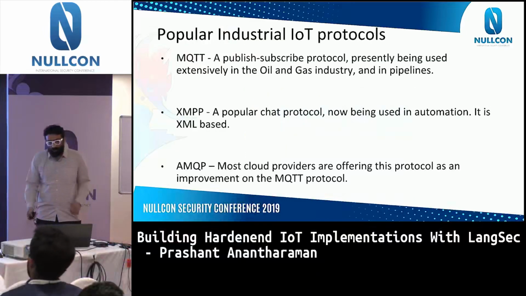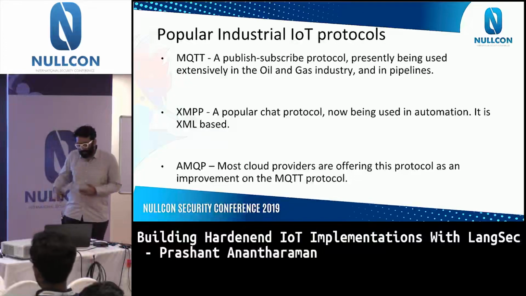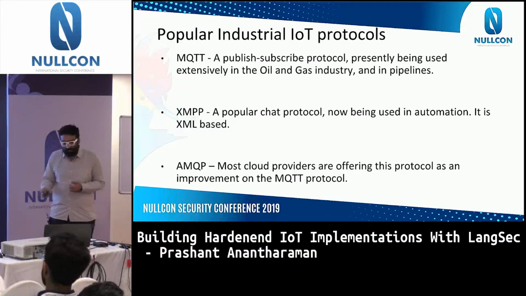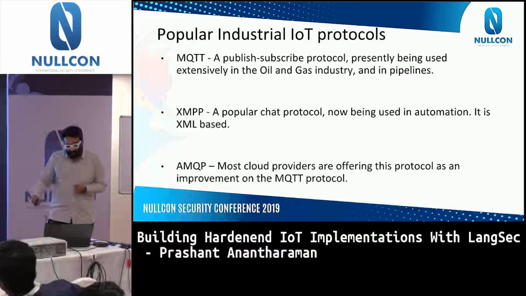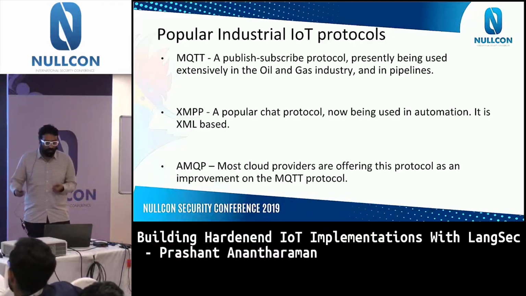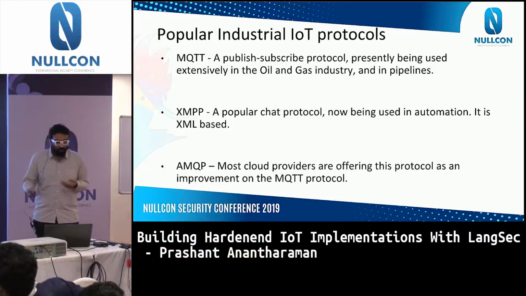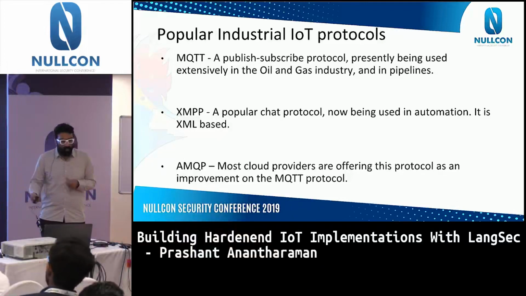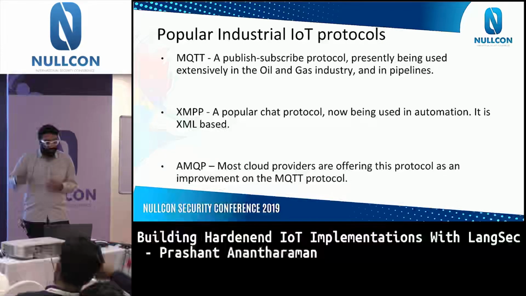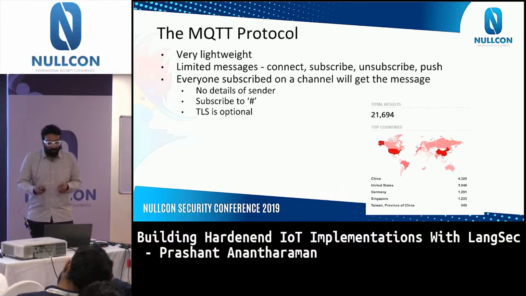So let's talk about some background that's required to actually understand how we build a parser, which is understanding what application protocols we are using and why we chose them. The three big application layer protocols that we chose were MQTT, XMPP, and AMQP. It's primarily because our oil and gas industry partners are using MQTT and XMPP a lot in the US, and they also want to eventually scale to AMQP because a lot of cloud providers are already offering it.